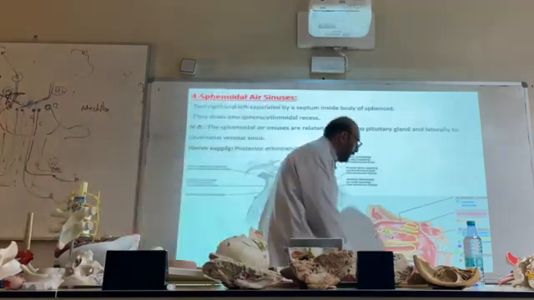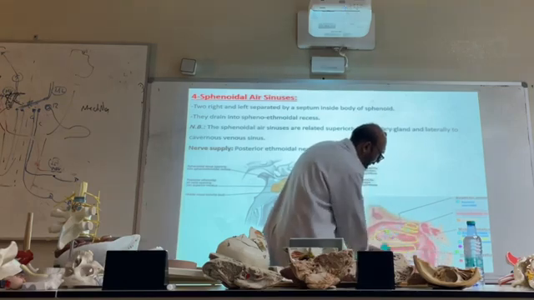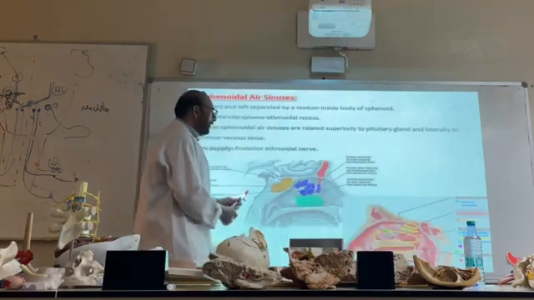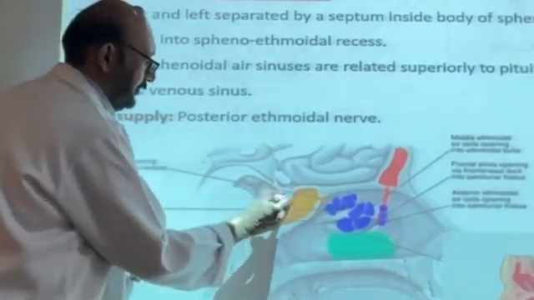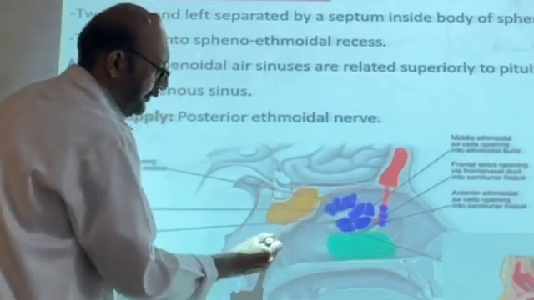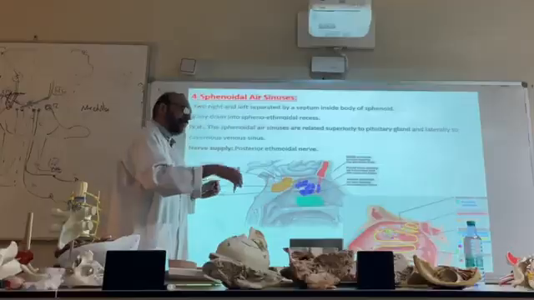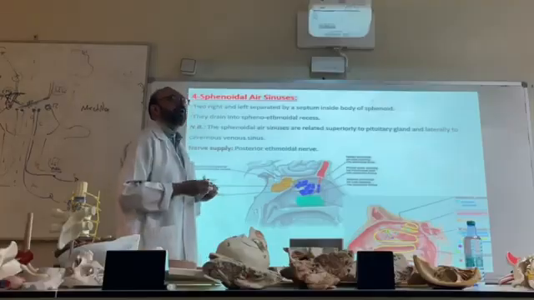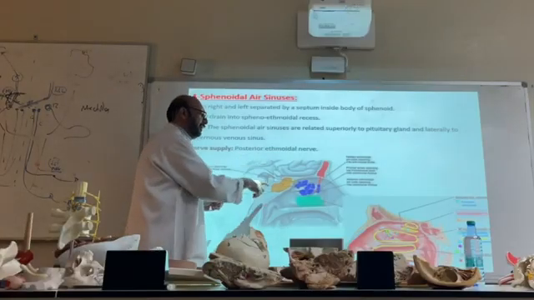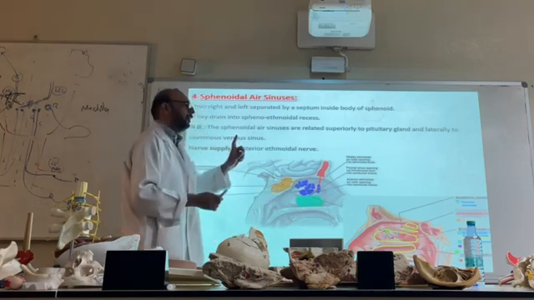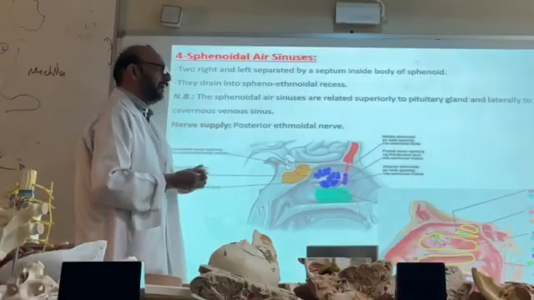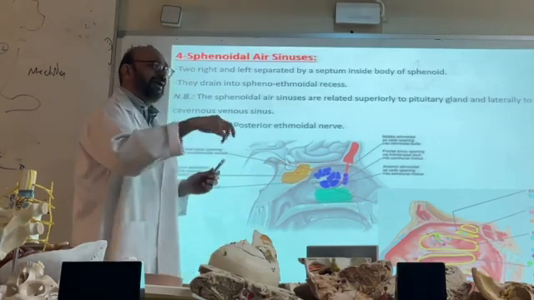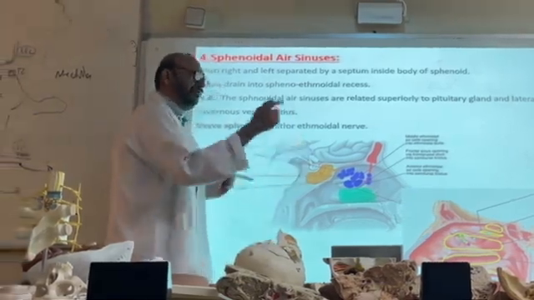Sphenoidal air sinus. It is present in the sphenoid bone. Where is the sphenoid bone? Here is the sphenoid bone. All this is the sphenoid bone. In the sphenoid bone, there is an air-filled cavity lined with nasal mucosa. This is known as the sphenoid air sinus. Sometimes on X-ray, it has a very close relation to this depression. Here is the pituitary gland. So sometimes in the X-ray, you may be confused between this and this, so don't be confused. I will give you the trick.